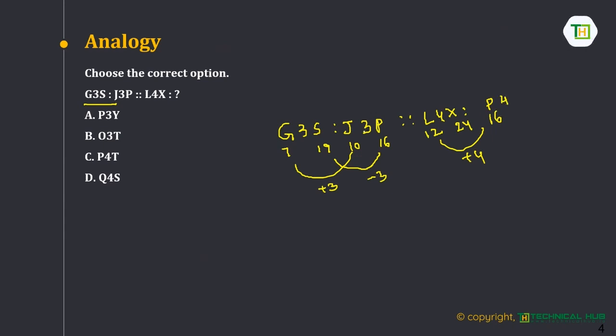Okay. Simple logic: here the middle number is 3, adding 3 to the first and subtracting the middle number from the second. The same logic is applied to the third one to get the fourth one. So the middle number is 4. 12 plus 4 means 16 and 24 minus 4 means 20. 20 means T. So the answer is P4T. Given the options, option C is the correct answer.